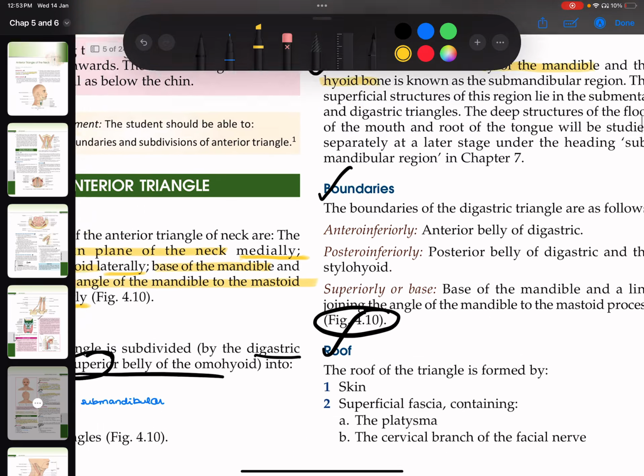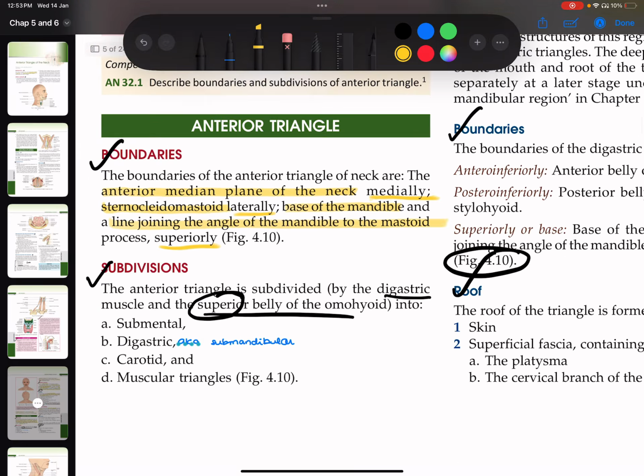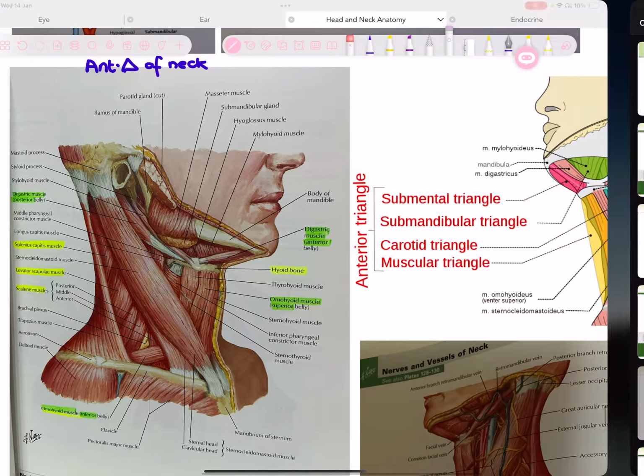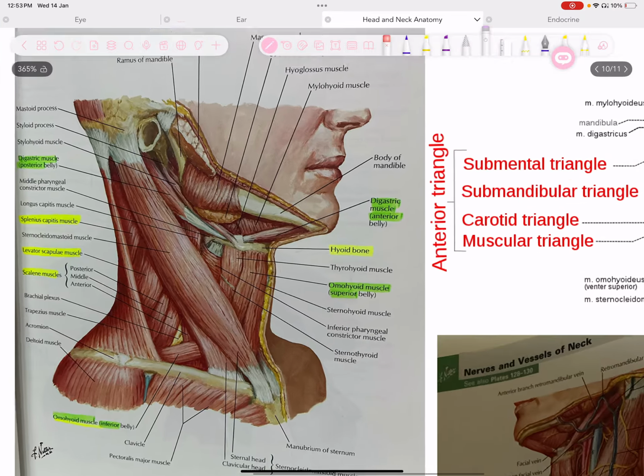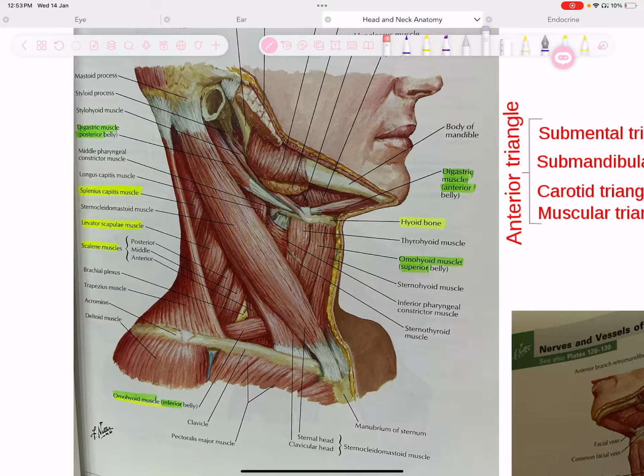So submental and submandibular, do not forget them. And this division is made by the digastric and the superior belly of the omohyoid. So that's something you shouldn't forget: the digastric muscle and the superior belly of the omohyoid. So let's clear that confusion as well. Here you can see this is the omohyoid muscle. So this is the superior belly of the omohyoid muscle, and this is the inferior belly of the omohyoid muscle, right?